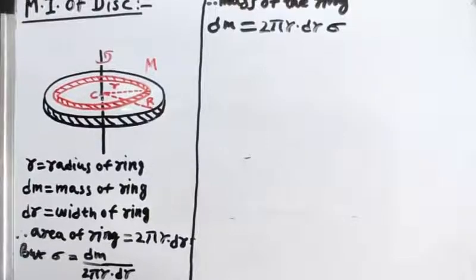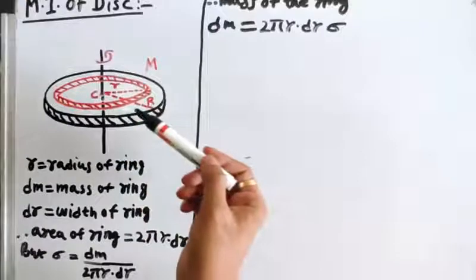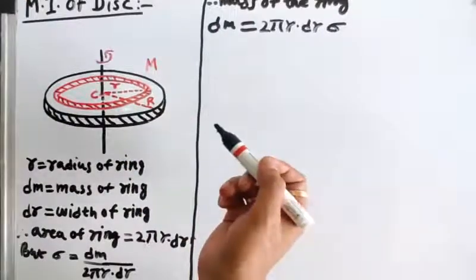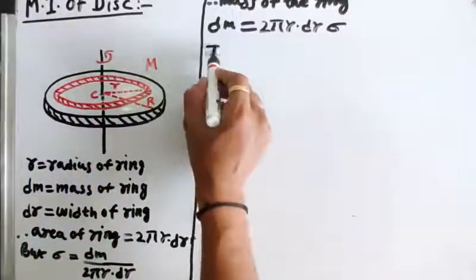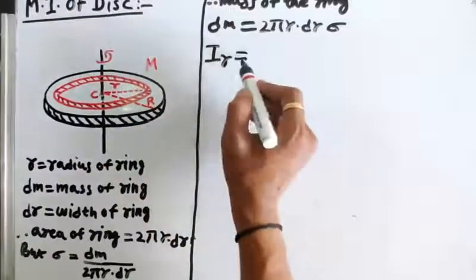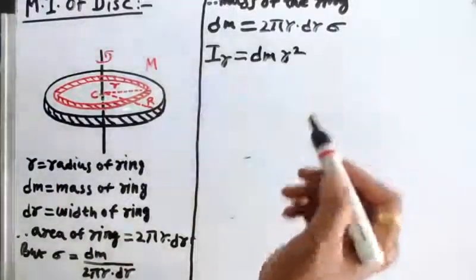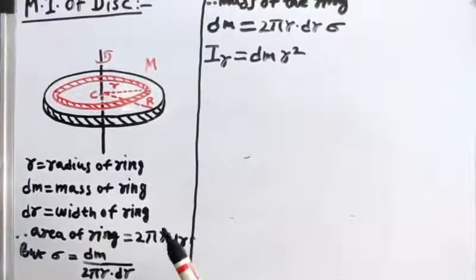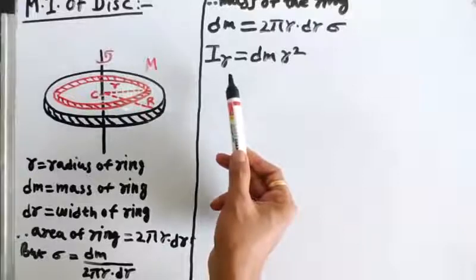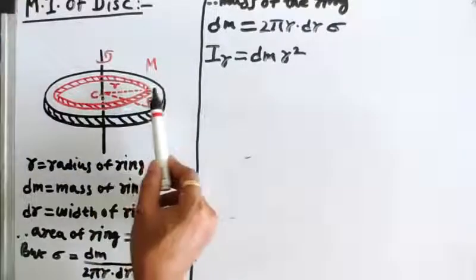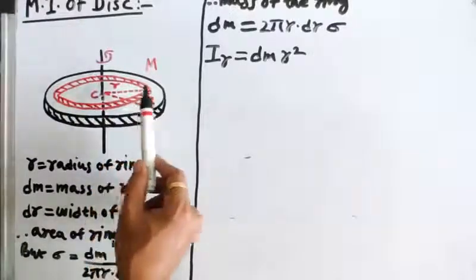But we know that moment of inertia of a ring about an axis passing through its center and perpendicular to its plane can be given by mass into its radius square. Therefore, moment of inertia of this ring is equal to mass of the ring, that is dm, into radius square, that is small r square. Now for finding moment of inertia of this disk, we are going to integrate this equation between the limit 0 to R, because these are concentric rings, and radius of these rings is going to increase from 0 to R.